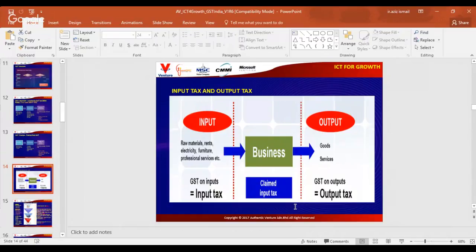In India, the input tax is a little bit different from other countries. You can only claim the input tax when your supplier has already paid the tax to the government. So that's slightly different from other countries, but you will learn about it later on.